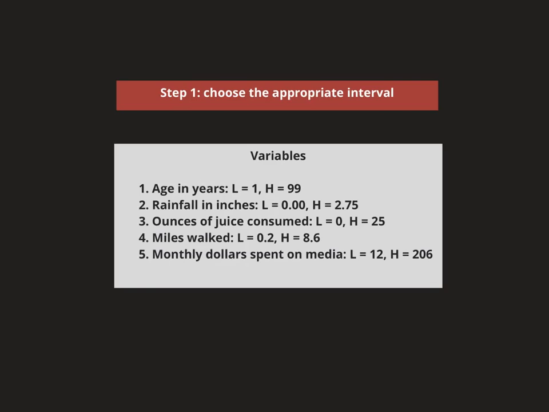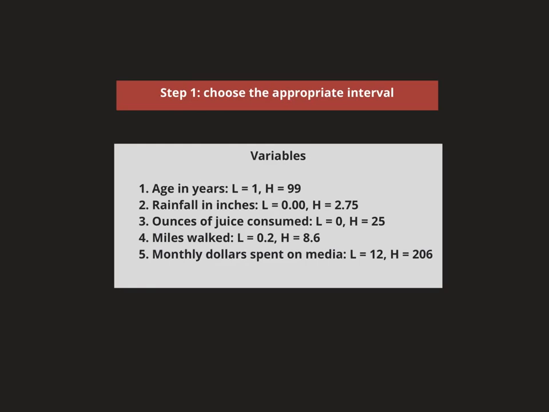Take a moment here to test your understanding of the concept. I've listed 5 variables here: age in years, rainfall in inches, ounces of juice consumed, miles walked, and monthly dollars spent on media. I've also indicated the lowest score and the highest score in each of these theoretical raw data sets. For age, the lowest was 1 year, and the highest was 99. For rainfall in inches, the lowest was 0.00, and the highest was 2.75. For juice consumed, the lowest was 0, and the highest was 25. Miles walked, the lowest is 0.2, and the highest is 8.6. And monthly dollars spent on media, for the lowest we have 12, and the highest we have 206.